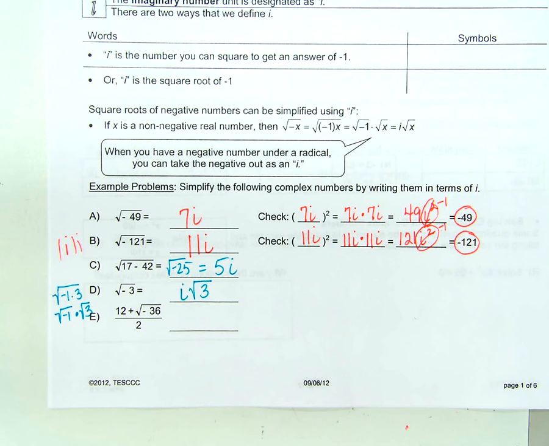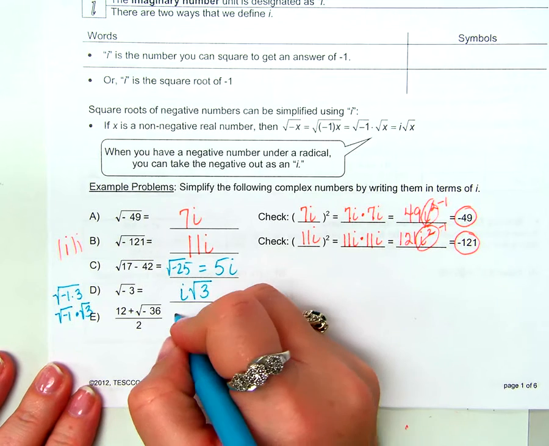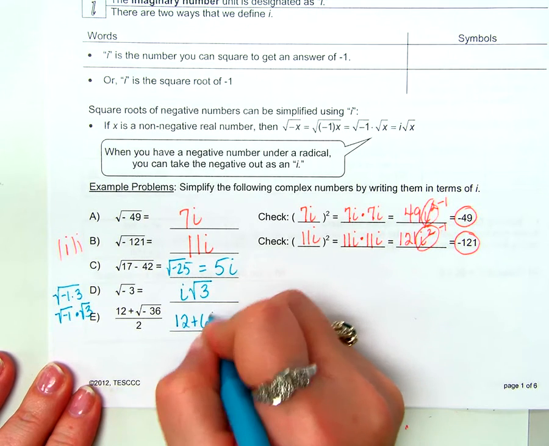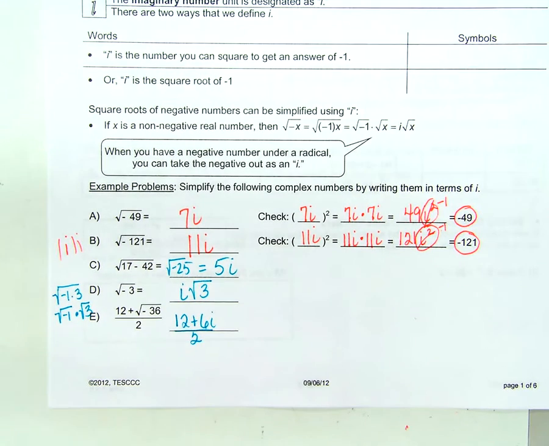All right, so what about E? Where should I start? I can't divide 12 by 2 yet. I should figure out the square root of negative 36 first. So I have 12 plus 6i all divided by 2. So now I add 6i and 12? Is that what you're saying?